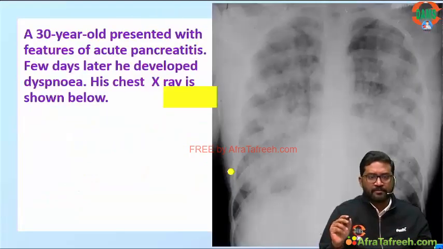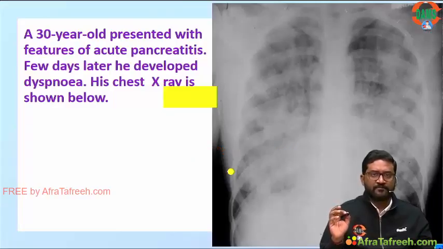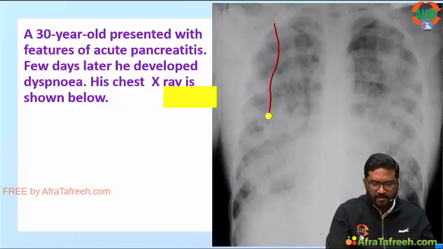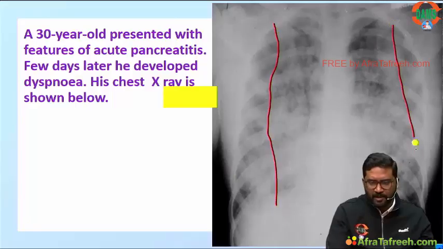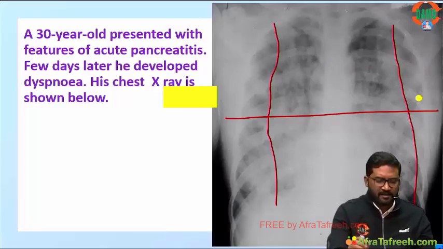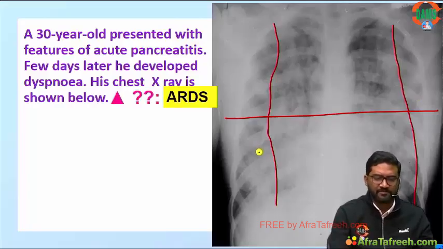Then what is this? A 30-year-old patient presented with features of acute pancreatitis. A few days later he developed dyspnea. And this is the chest x-ray. What do you see in this chest x-ray? Bilateral, top to bottom in all areas. So there are infiltrates. This is bilateral diffuse pulmonary infiltrates. So it is usually ARDS. What is the diagnosis? ARDS.